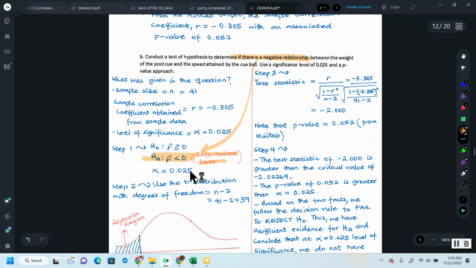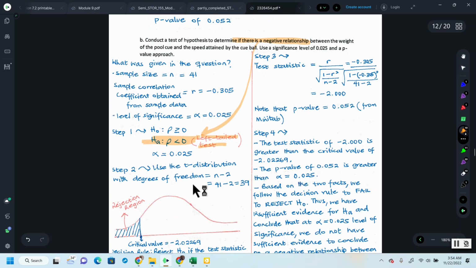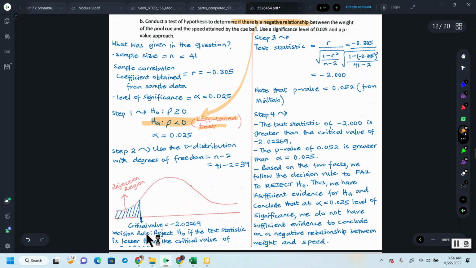Similar to what we have done in earlier examples, we're using the t distribution with n minus 2 degrees of freedom. In this case, our n is 41, so 41 minus 2 gives me 39. My goal is to find the critical value. So what is the size of the rejection region? Just as a gentle reminder, the size of this rejection region is alpha equals 0.025. I would like to use the T calculator in StatCrunch in order to find the critical value. It is this number. Let me show you how to do that.